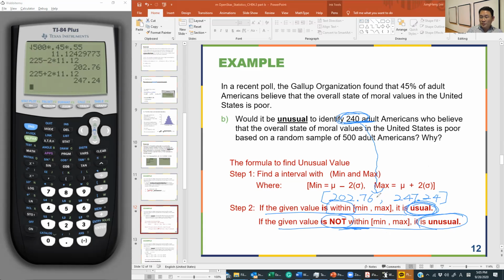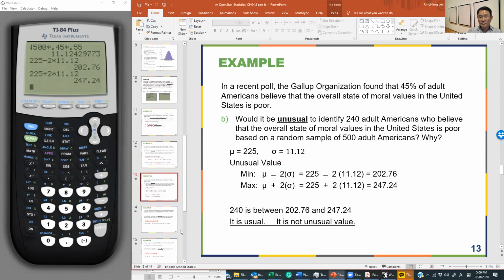Well, 240 is between these two numbers. So this is a usual case, not an unusual case, right? I mean, it says it right here. They give you the actual calculation, all those values that we just did right here: 202.76, 247.24. And 240 is between these two values, so this is not unusual, or you can just say usual, same deal. Okay.